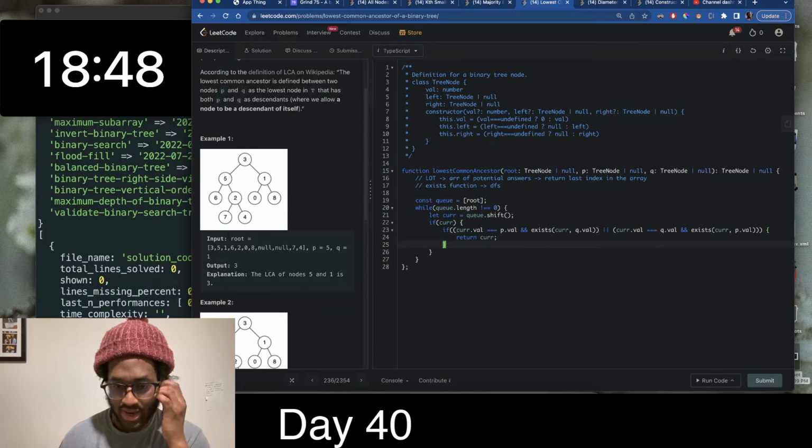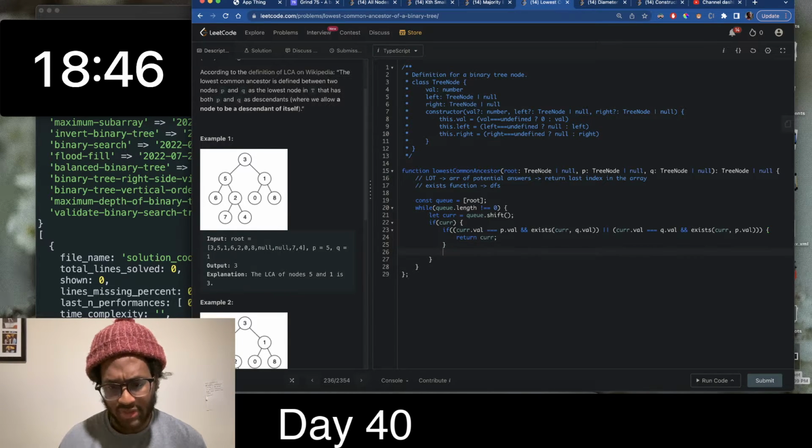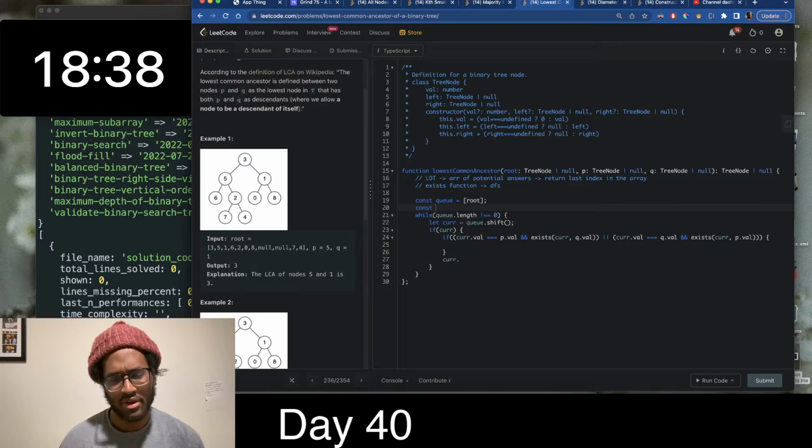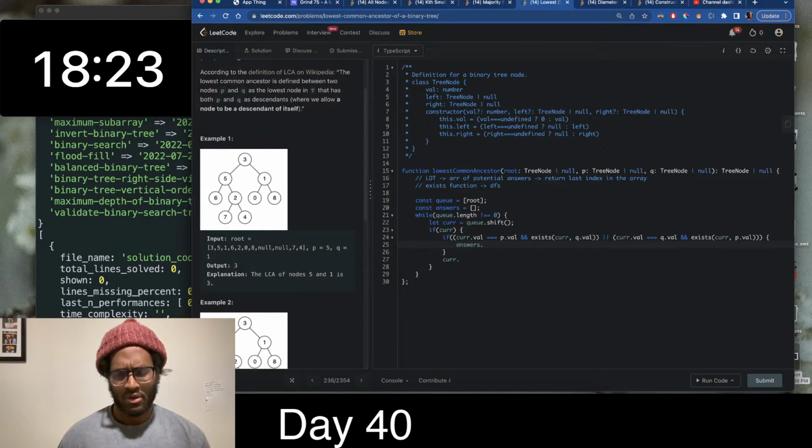Now, if it doesn't, then what we'd like to do is just push. We don't want to return cur, that's my mistake. We said we want to have an array of answers. And what we would do is answers.push(cur).